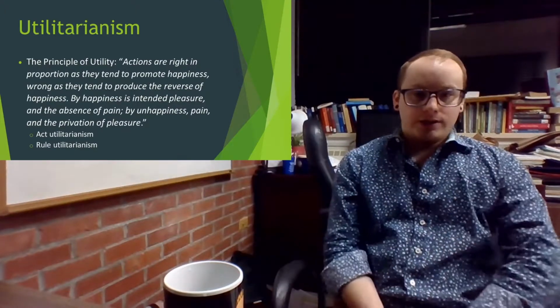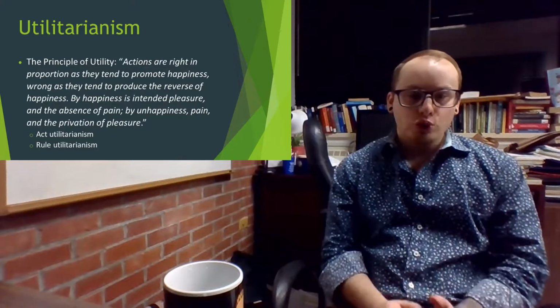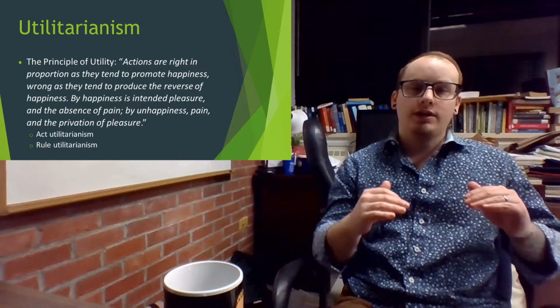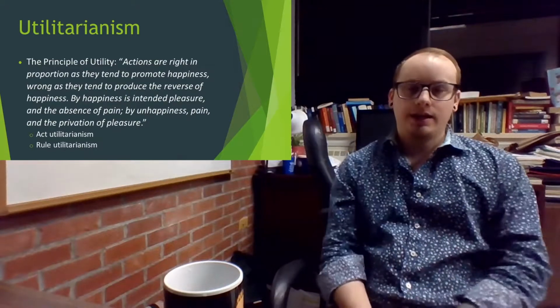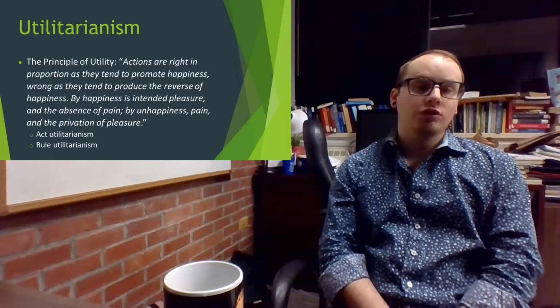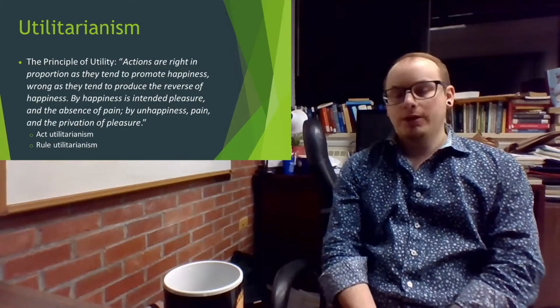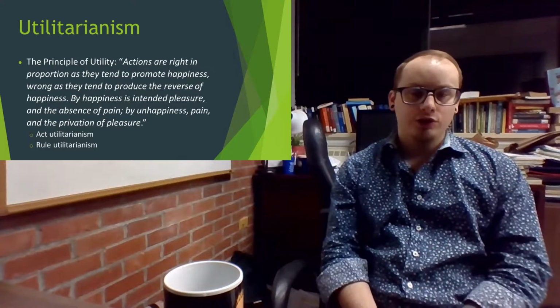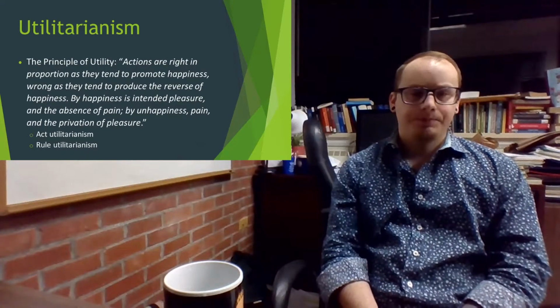Another way of looking at utilitarianism is through rule utilitarianism, where we look at what are certain rules that tend to, let's say, produce happiness, right? So we should follow certain rules which end up promoting happiness or which reduce consequences that produce pain.